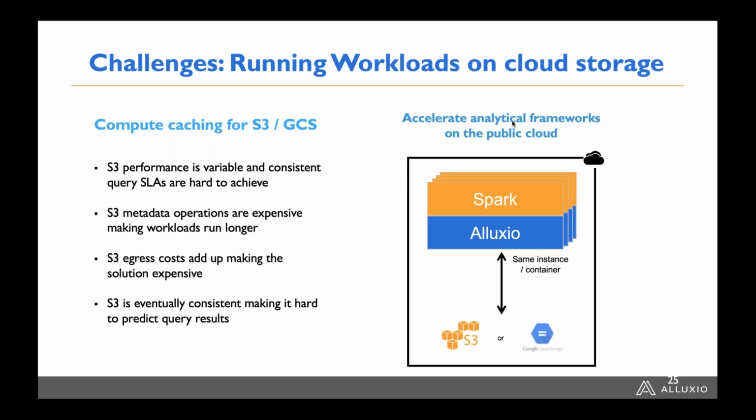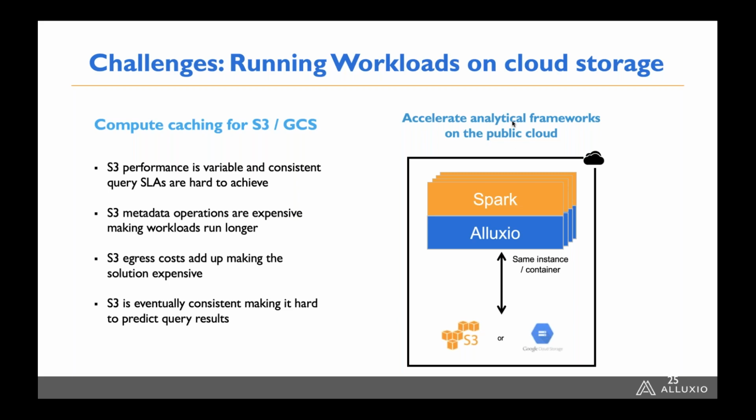Another case we see a lot is running in the cloud. You have a single cloud, and you're running the workloads on a single cloud stack. You're running Spark or some other applications, but you do not want to access data from S3 or Google Cloud Storage repeatedly. In this case, you can deploy Alluxio with your computation, and this will save you time reading data repeatedly.